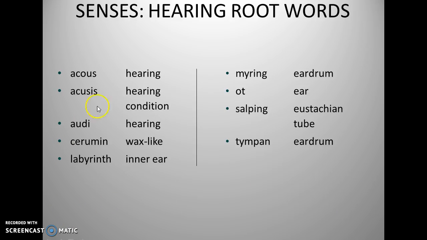Some of the root words that you should be familiar with dealing with senses: acous, hearing, acousis, hearing condition, audi, hearing, cerumen, wax, labyrinth, inner ear, myring, eardrum, ot, ear, salping, Eustachian tube, and tympan, eardrum.